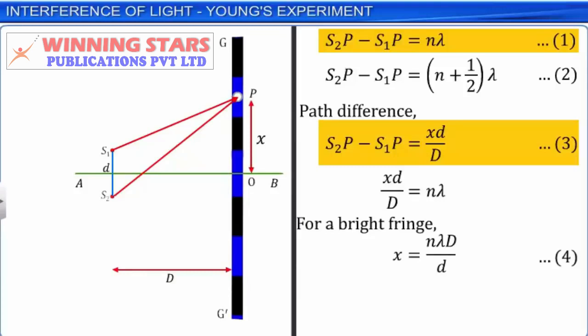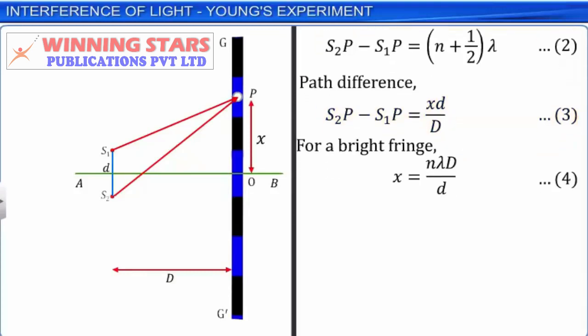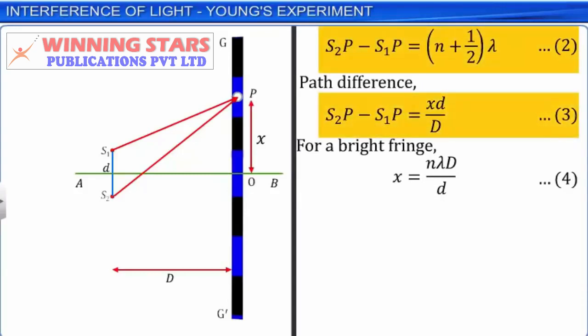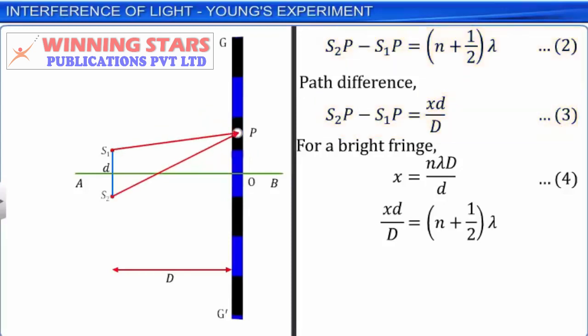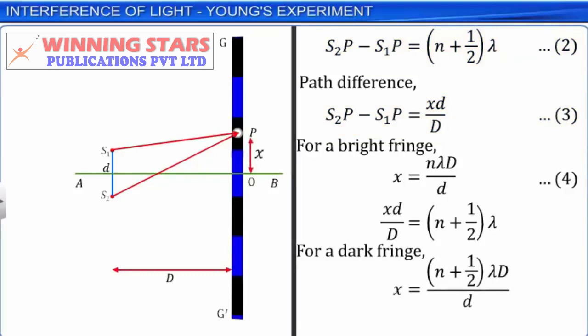From equations 2 and 3, if xd by D is equal to n plus half into lambda, then at point P we will have a dark fringe. That is, for a dark fringe, x is equal to n plus half into lambda into D by d. Let this be equation 5. Here, n is equal to 0, or plus or minus 1, or plus or minus 2, and so on.